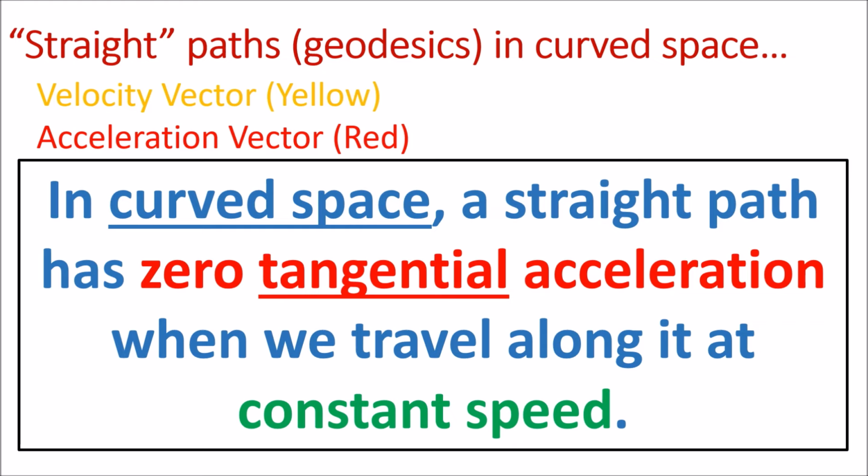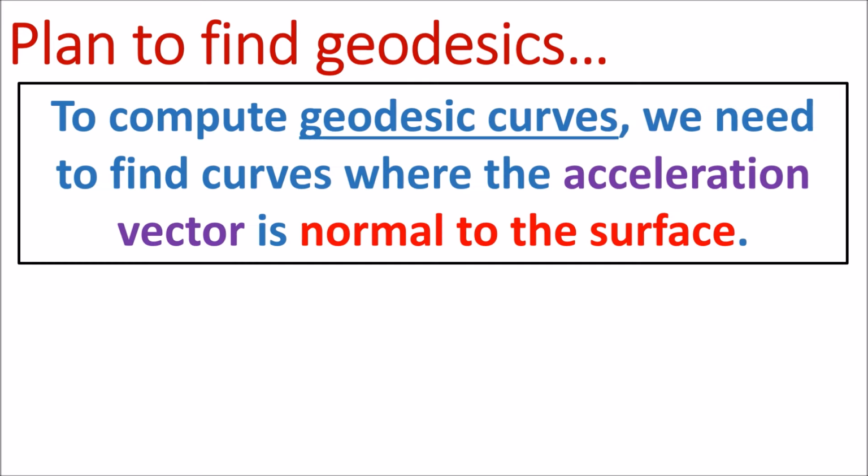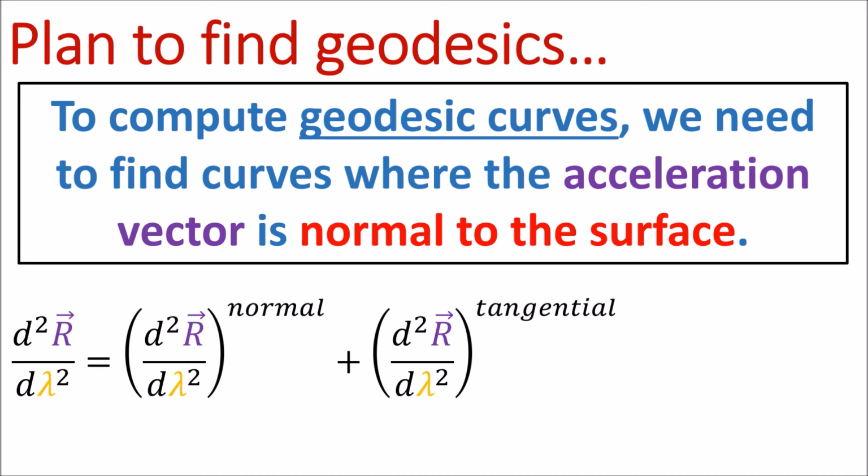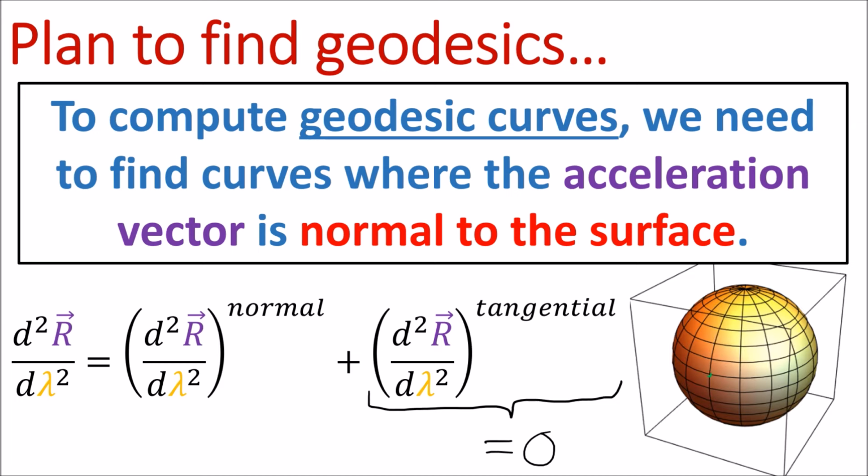So now that we have a definition for geodesic curves, we need a plan to find geodesic curves on a surface. So to compute geodesic curves, we need to find curves whose acceleration vector is only pointing in the normal direction to the surface. So the acceleration vector will normally have a normal component and a tangential component, and we need to find curves where the tangential acceleration is equal to zero, so that only the normal component exists. And this property will give us curves that give the straightest possible path between two points.